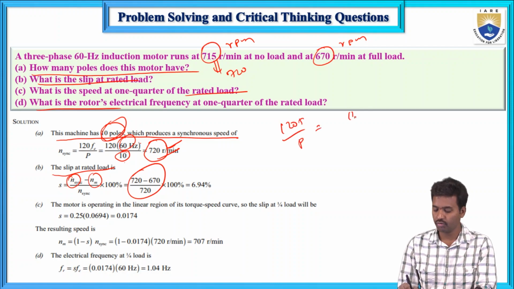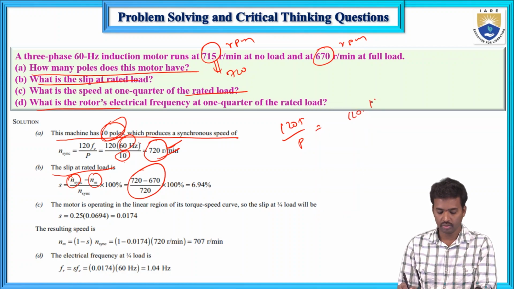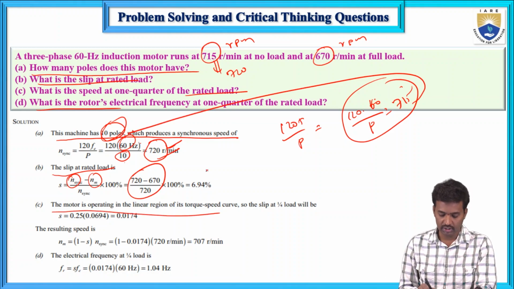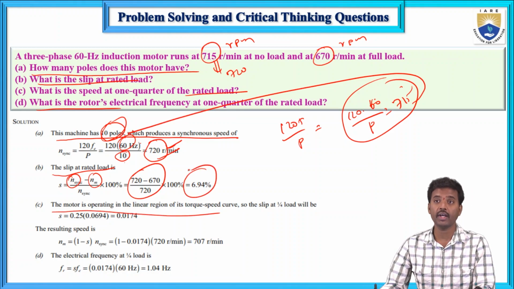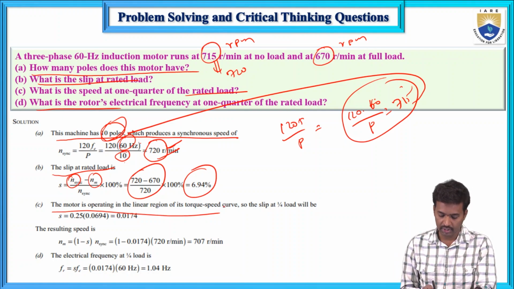Directly, 120 into the f value of 60, divided by P, equals 720. From this, if you calculate it, the number of poles is 10. After that, this is the slip value, the percentage slip, and the motor is operating at 1 by 4th of the load.